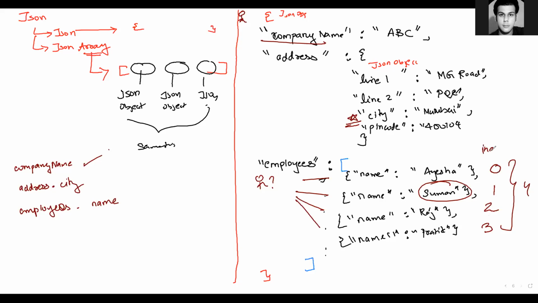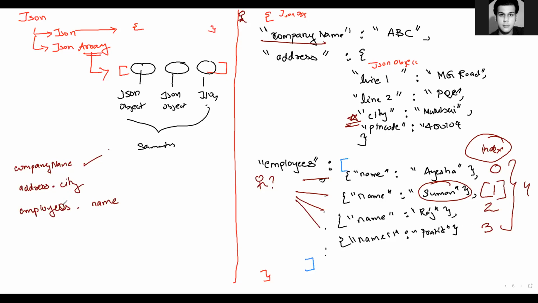We call it index. Okay, the technical word is index. Even if you don't remember the index, we will be remembering index again in the Java part. But over here, an index is going to come into the picture. And what is the index of Suman? It's going to be 1.